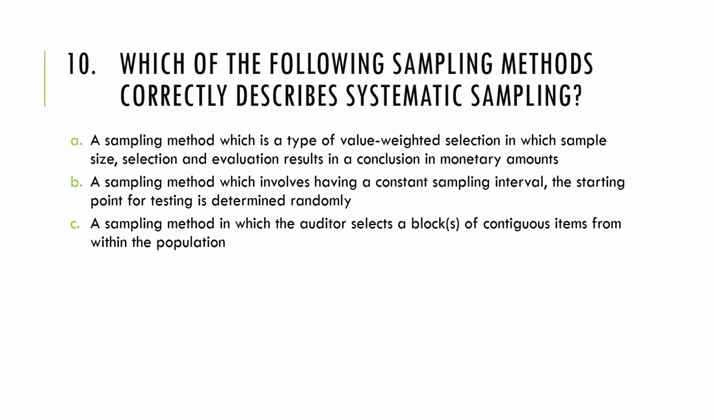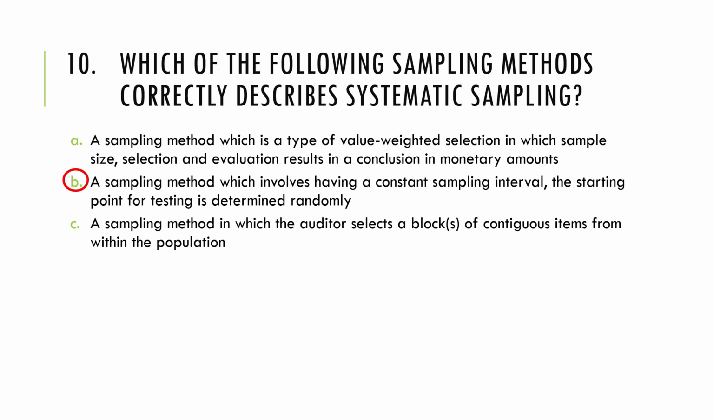We are now in question number 10. Which of the following sampling methods correctly describes systematic sampling? Letter A, a sampling method, which is a type of evaluated selection in which sample size, selection, and evaluation results in a conclusion in monetary amounts. But in this case, letter A is actually monetary unit sampling or probability proportional to size or value weighted selection. Letter B says a sampling method which involves having a constant sampling interval, then the starting point for testing is determined randomly. And after that random selection, the auditor chooses every nth item, right? Letter B is definitely systematic sampling.